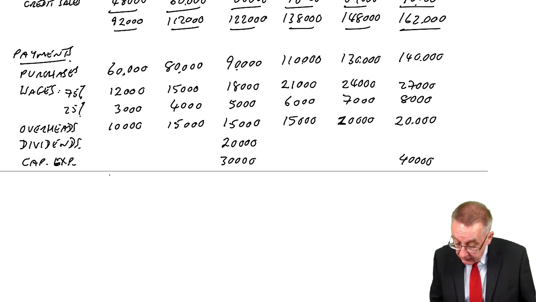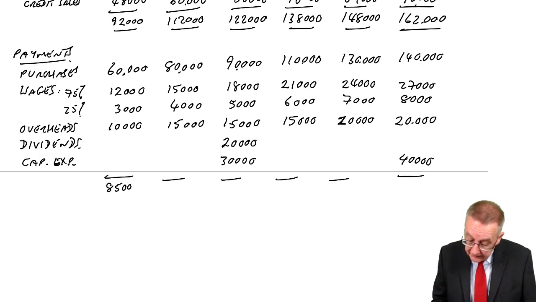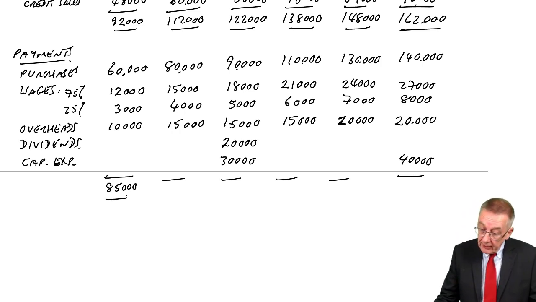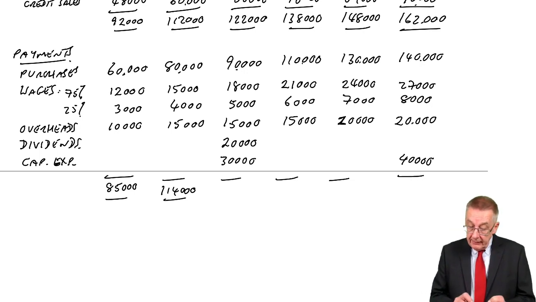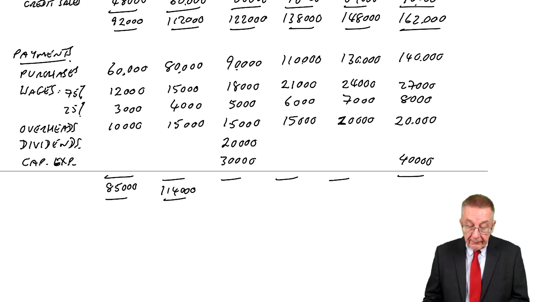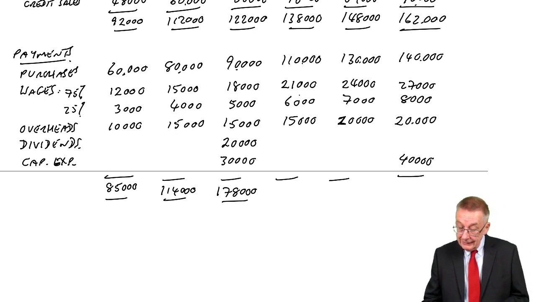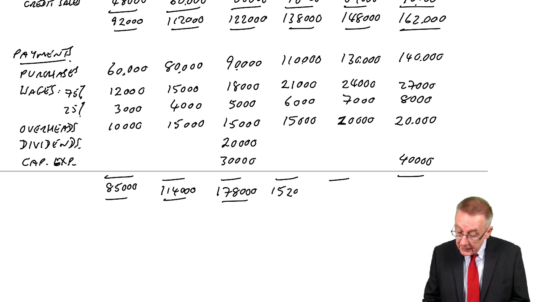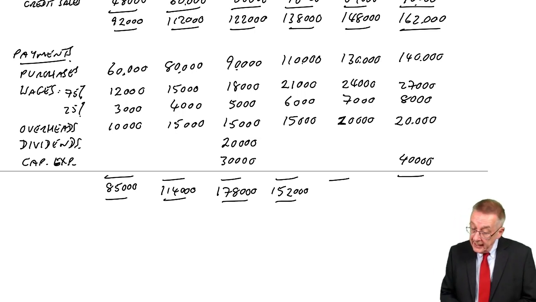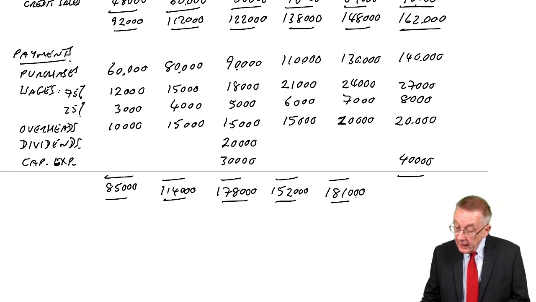So we've got all the expenses, the payments rather. So what's the total payment each month? In January, 85,000. In February, 114,000. In March, I better use my calculator to be safe. 90 plus 18 plus 5 plus 15 plus 20 plus 30: 178,000. In April, 110, 131. Oh dear. 152,000. May, 181,000. And finally June.